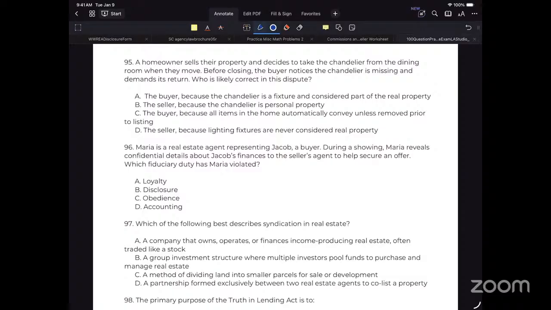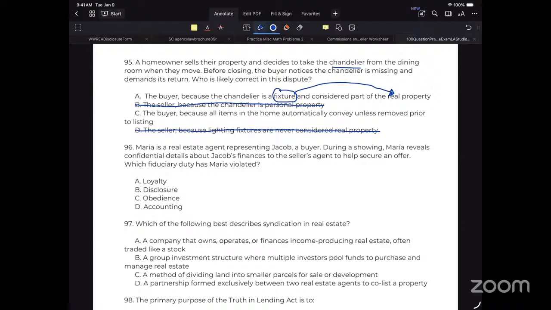So is it A, the buyer because the chandelier is a fixture and considered part of the real property? B, the seller because the chandelier is personal property? C, the buyer because all items in the home automatically convey unless removed prior to the listing? Or D, the seller, because lighting fixtures were never considered real property. Well, I'm hoping that everybody is able to eliminate B and D. It's not the seller that's going to win this one, it's the buyer. There's a chandelier in the dining room, and that chandelier is a fixture. And that means it's considered part of the real property, right?